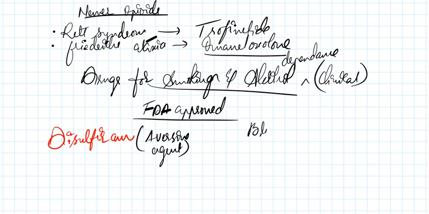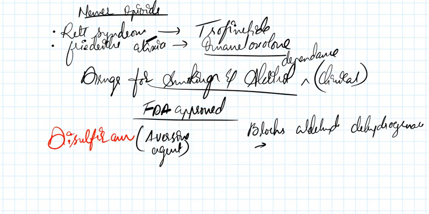Right? What does the disulfiram do? What it does is it blocks aldehyde dehydrogenase. Now, in patients who are having alcoholism, there is excess deposition of aldehyde, right? There is an increase in aldehyde. So what do we observe?